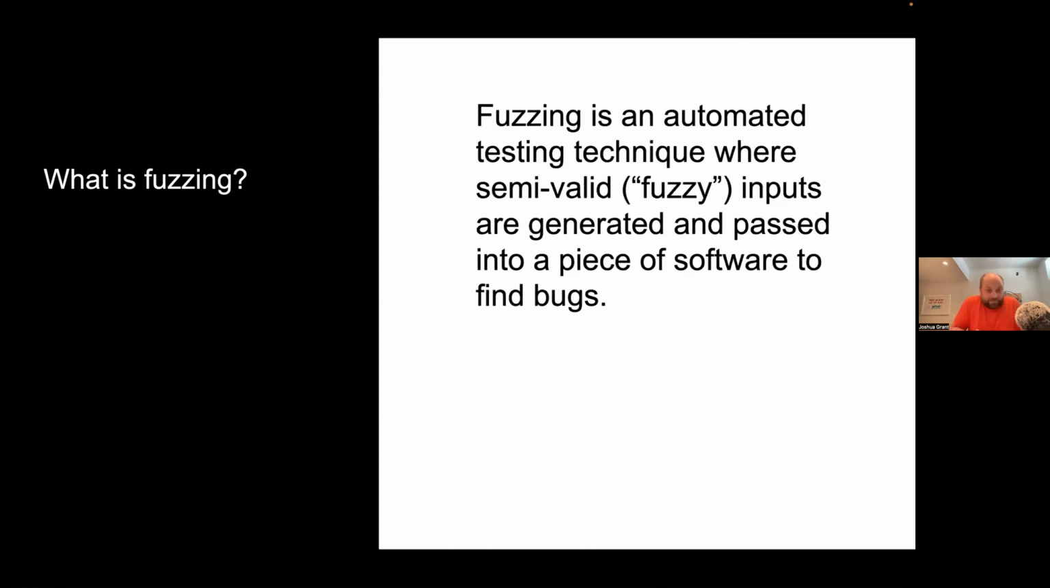So what is fuzzing? Now we have a reasonable definition. Fuzzing is an automated testing technique where semi-valid, semi-random, or fuzzy inputs are generated and passed into a piece of software to find bugs, or to find security vulnerabilities, basically to explore the application. You can think of fuzzing as an exploratory technique. You don't know what you're going to find, but you pass in these fuzzy inputs to explore and try to find different bugs or different security vulnerabilities.